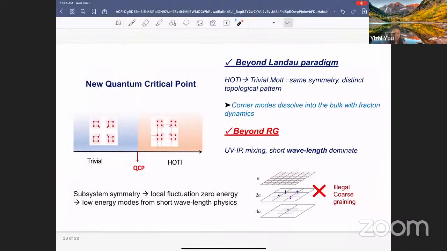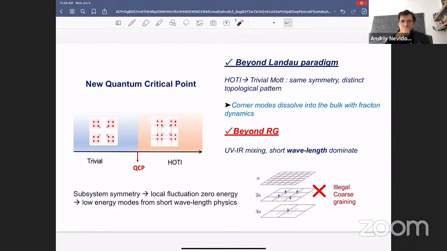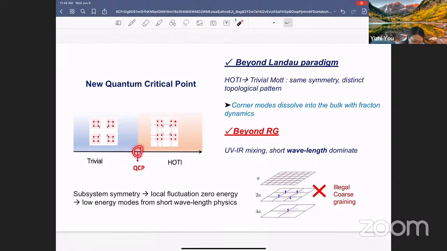So as a summary, for this kind of quantum critical point, it is a critical point between a trivial Mott insulator and a higher order topological insulator phase, where they have the same symmetry pattern, but have distinct topological numbers and can be connected by a second order phase transition. And how do topology or the symmetry protected topological invariant play an important role at a quantum critical point?